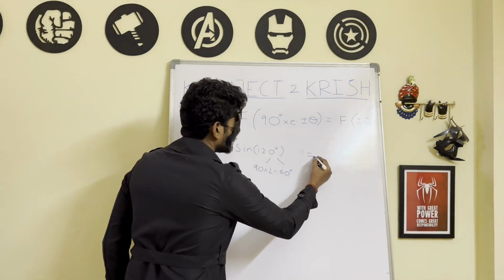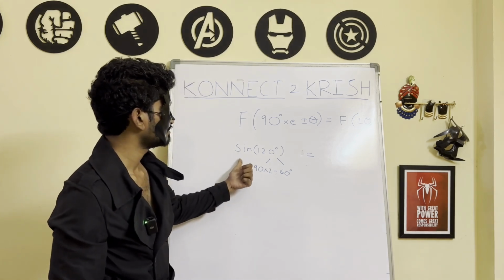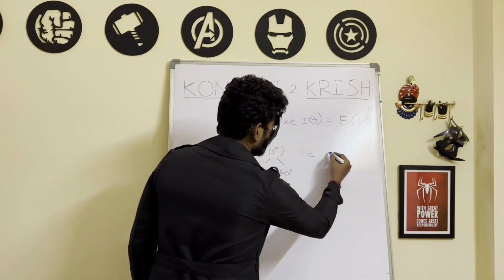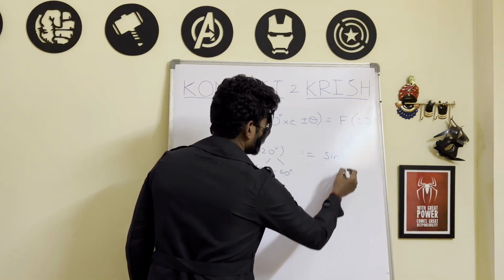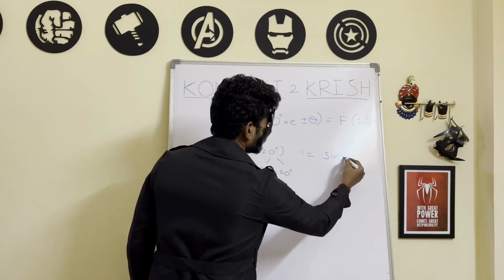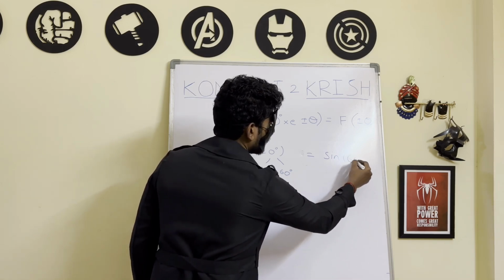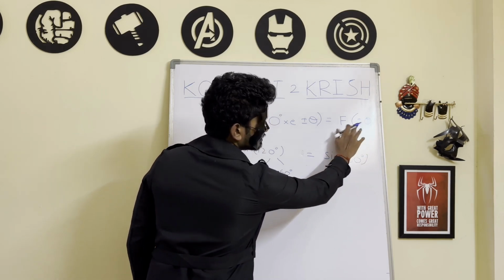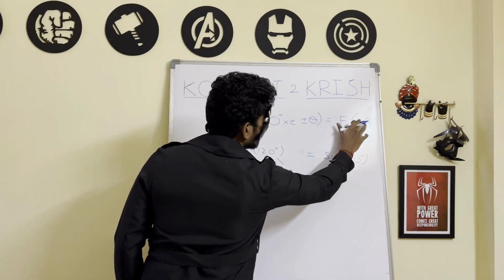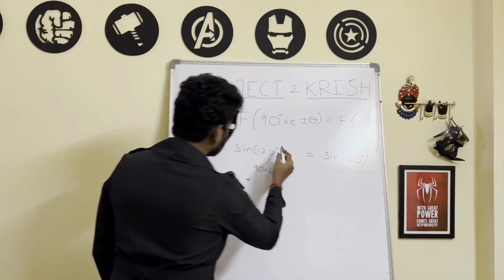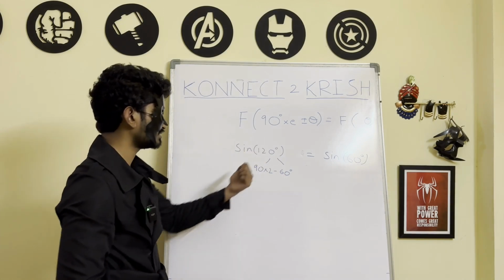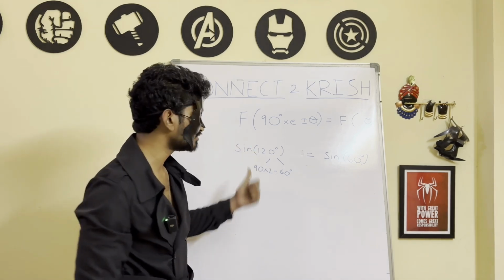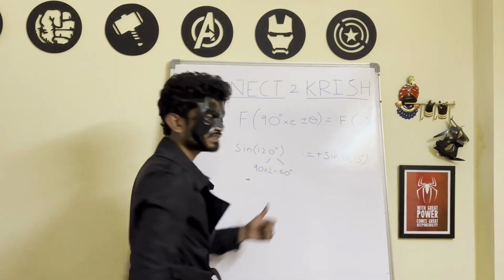So what is the formula? It's nothing but equal to sine of this theta, 60 degrees. Here it will not be minus, it will be just positive, and the sign of this entire value will depend on the quadrant. So sine of 120 degrees, in the second quadrant, is positive, so this will be plus sine 60 degrees.